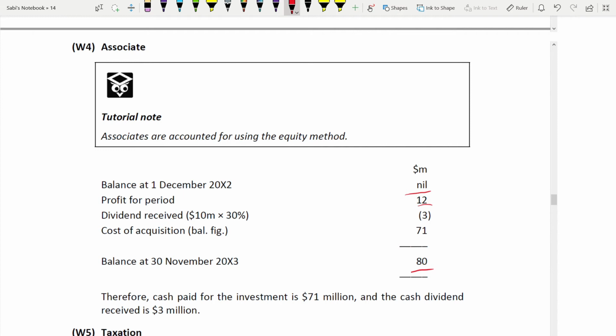Then the cost of acquisition, how much it cost you to buy the associate. This is the balancing figure. That means we have to work out the dividend received. Associate was 30% and dividend was 10 million. Out of that 10 million, remember, don't take the full 10 million. You always have to take the associate proportion, 30% of that dividend. 3 you need to deduct and you will get the answer. So the cash paid for the investment is 71 and cash dividend is 3 million.